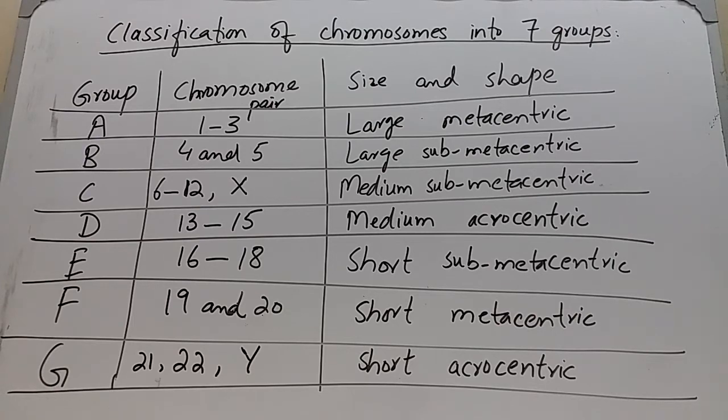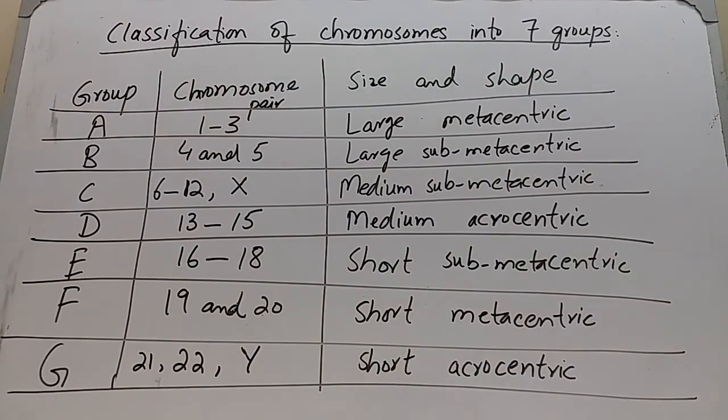It means chromosome pairs 1 to 3 are included in group A, and they are large and metacentric in shape. Group B includes chromosome pairs 4 and 5, and the size is large and the shape is submetacentric. Next, the third group is C. It includes the chromosome pairs from 6th to 12th: 6, 7, 8, 9, 10, 11 and 12, and the X chromosome, which is found in females, and also a single X chromosome in male, and these are medium submetacentric in shape.